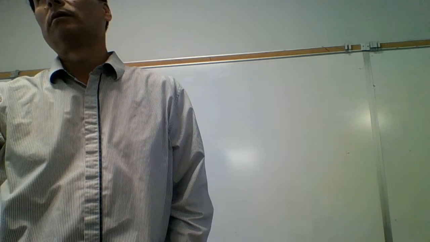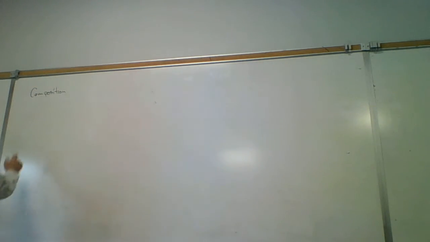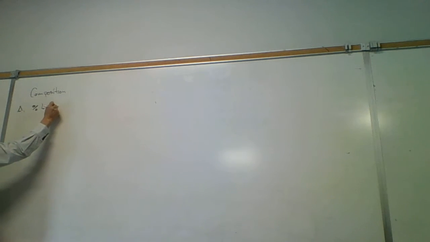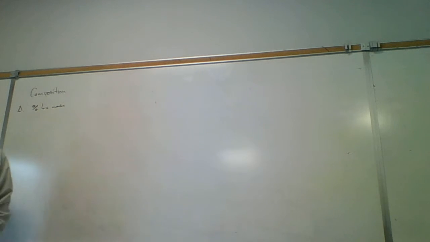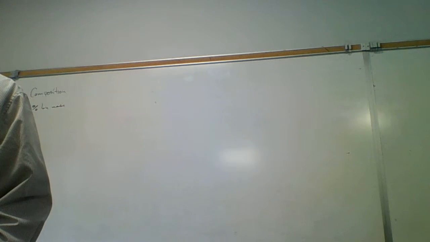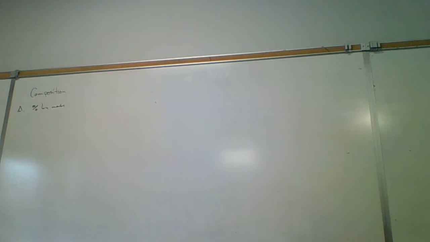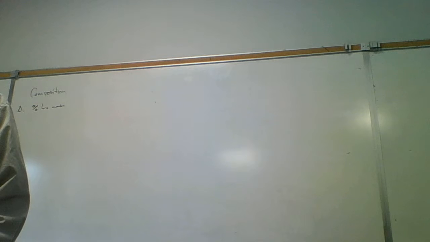Probably one of the most common ways of expressing composition is by percent by mass. Like swimming pool water. What's the percent by mass of certain species? Sometimes the percentage is too big, sometimes an extremely small percentage by mass. So we use parts per million or parts per billion or something like that. But all those are for composition.